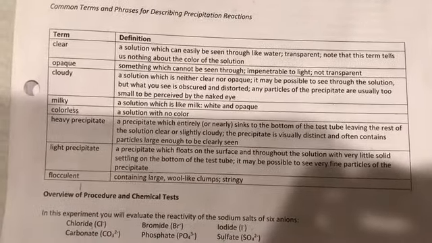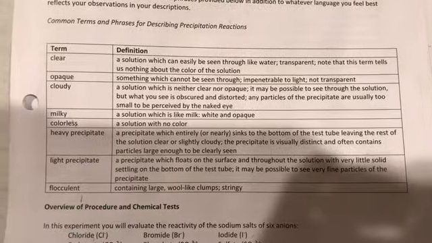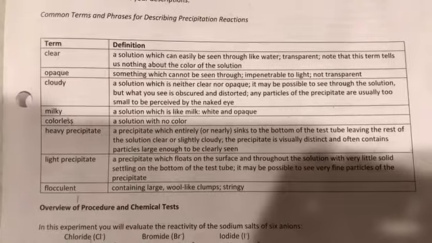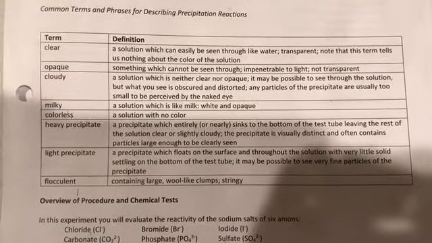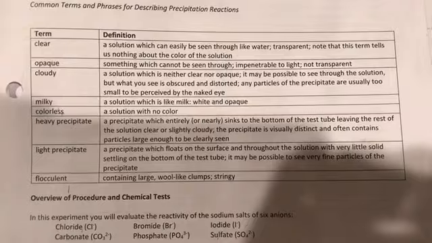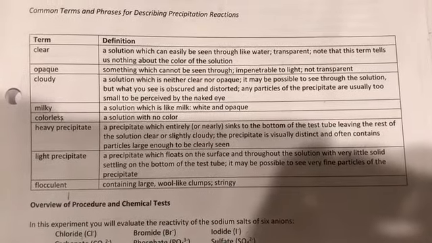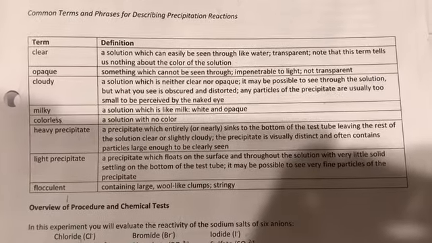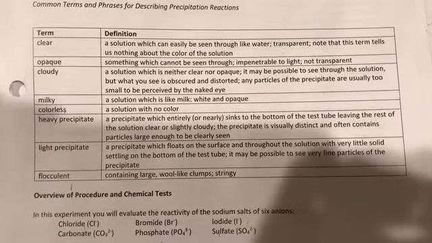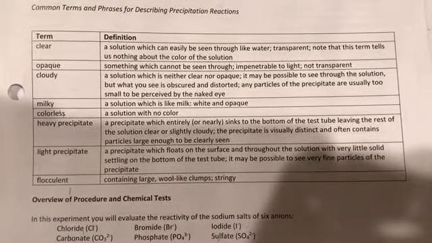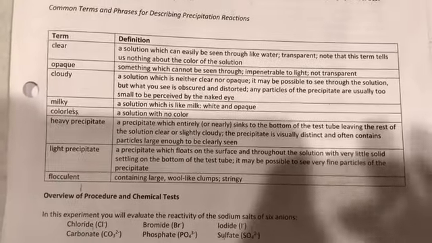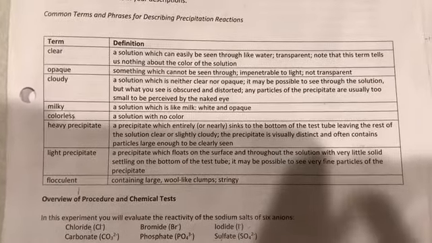If you see this chart, it clearly defines different observations, and you have to be very clear and very particular in recording the observations, because based on your observations you can identify the anions and also identify your unknowns. So you can see your solution can be clear, opaque, cloudy, milky, colorless, heavy precipitate, light precipitate or flocculent. So basically you have to read this chart carefully in order to identify your anions.